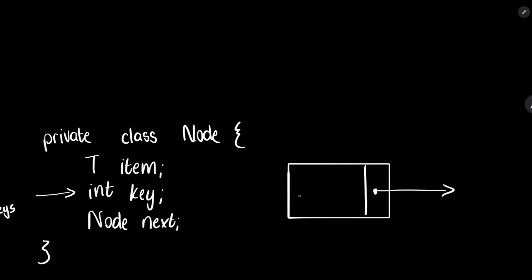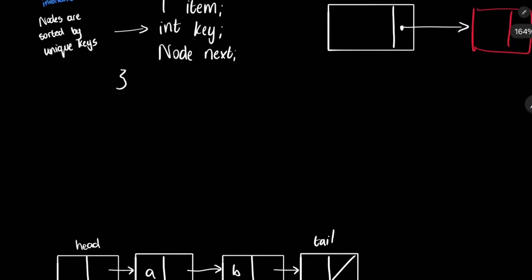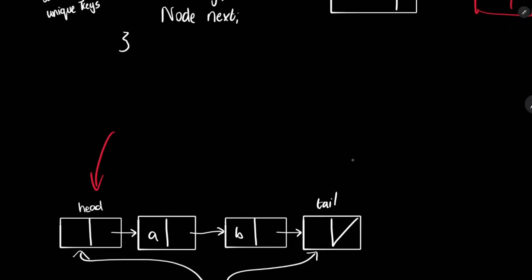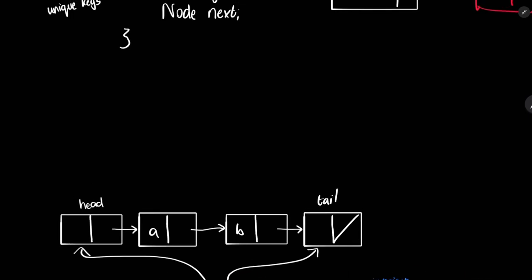So just to draw a picture, we have this, and then the next one will be pointing at the next node in the linked list. My apologies. And so it's going to look like this. But also we're going to have a head and a tail node, and these are what we call sentinel nodes, I believe that's what they're called, and they can't be added or removed.